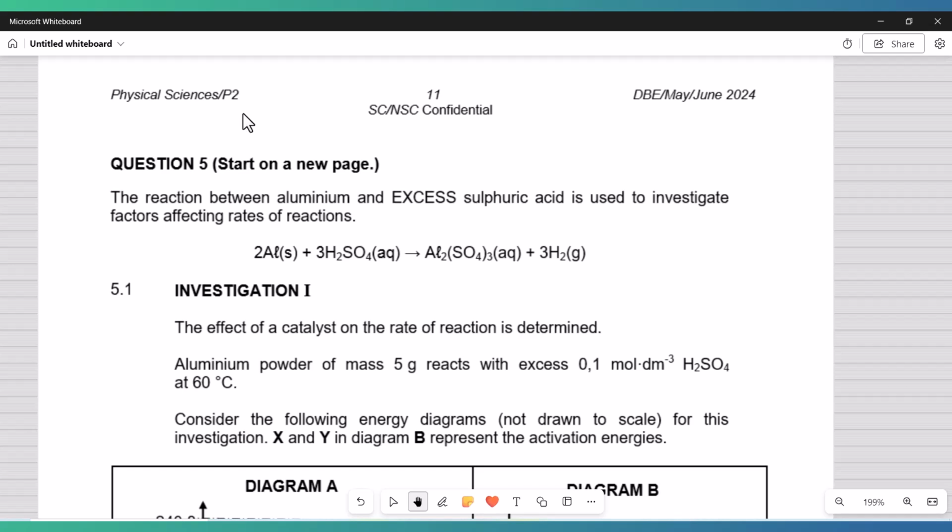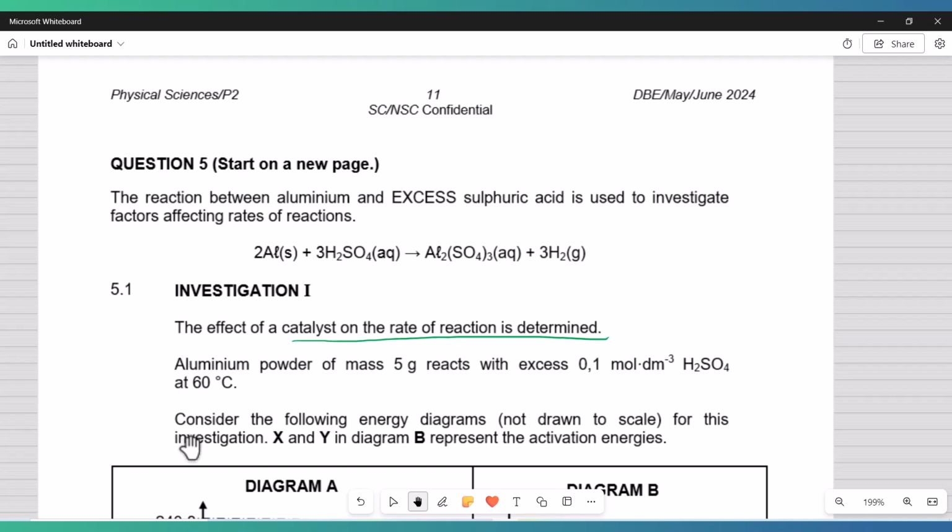Yes, question 5, May/June 2024. The reaction between aluminium and excess sulfuric acid is used to investigate factors affecting rates of reactions. So it's aluminium plus sulfuric acid to give us aluminium sulfate plus hydrogen gas. Investigation 1, the effect of the catalyst. So here we are investigating the effect of the catalyst on the rate of the reaction. Let's find out.